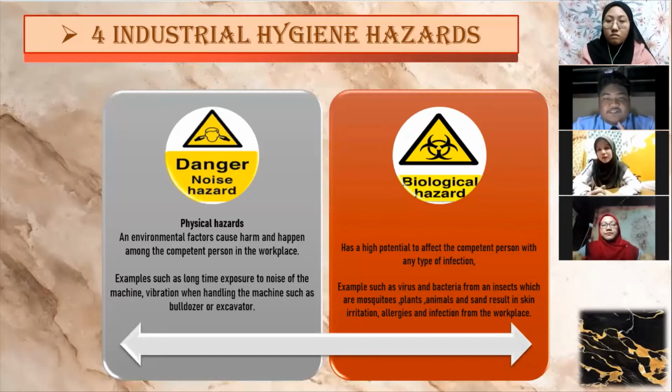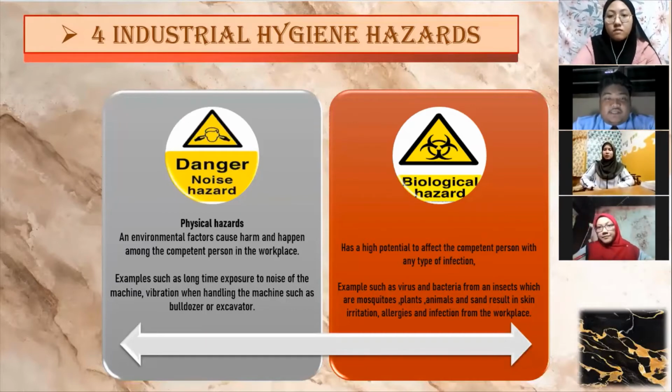The second one is a biological hazard. It has a high potential to affect the competent person with any type of infection. For example, viruses and bacteria that come from insects and plants, and it can result in skin irritation, allergies, and infection at the workplace to the competent person and other persons who are involved in the new pipeline installation task.